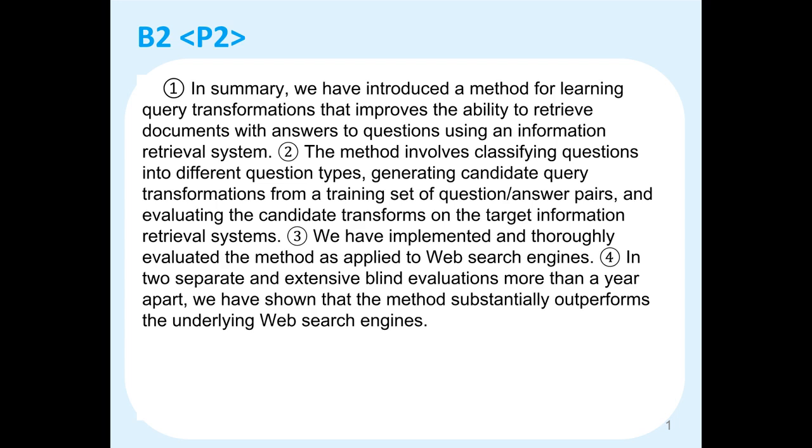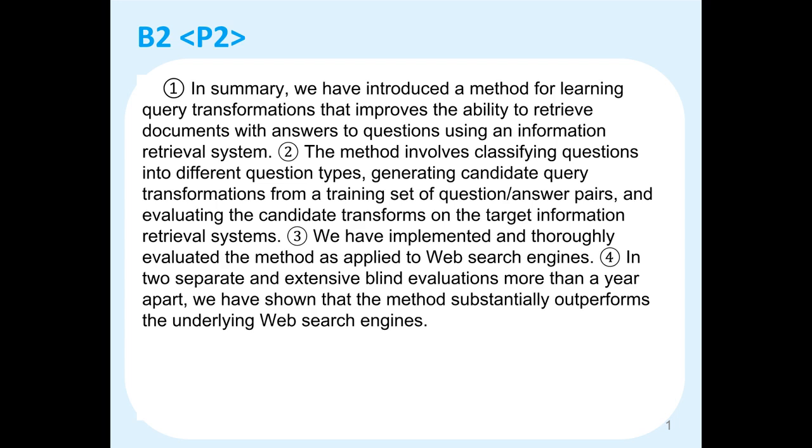The final 2 sentences, which include sentence 6 and sentence 7, deliver the definitive conclusion and impact. Sentence 7 is especially powerful. We have shown that the method substantially outperforms the underlying web search engines. This final statement provides the clear, results-focused closure required for the paper. The paragraph effectively moves from a general contribution to its specific, confirmed superiority.